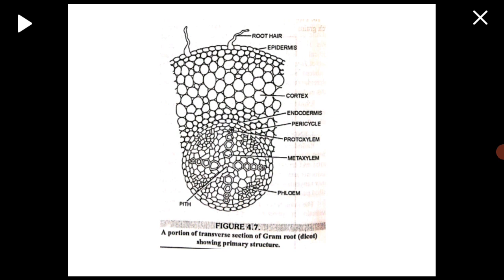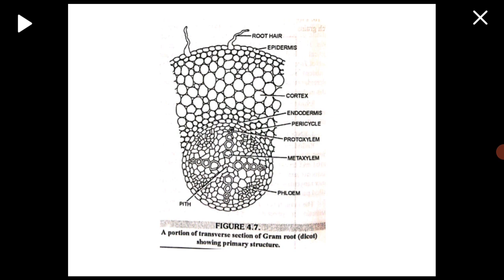In this, the epidermis is uniseriate, consisting of thin-walled living parenchymatous cells. A few cells elongate to form the root hair. Cortex is simple, multilayered, and consists of thin-walled living parenchymatous cells with numerous intercellular spaces. Inner to the cortex is the endodermis, which is single-layered. The cells are barrel-shaped, compactly arranged, and possess Casparian thickenings in their radial and tangential walls.